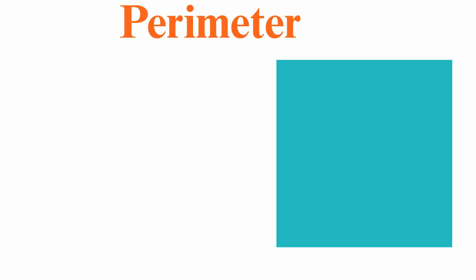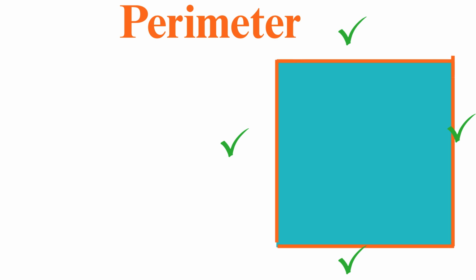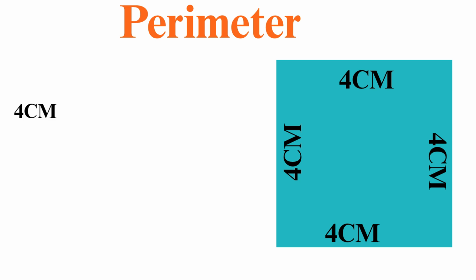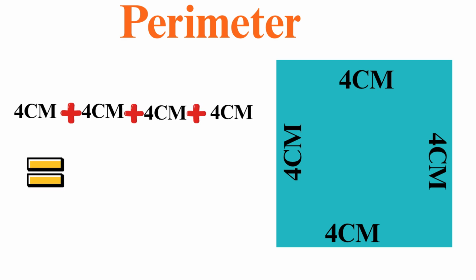This shape is a square. A square has four equal sides. That means all four sides have the same length. Here, each side is 4 centimeters long. To find the perimeter, we add all four sides. So we add 4 plus 4 plus 4 plus 4. That equals 16. So the perimeter of this square is 16 centimeters.